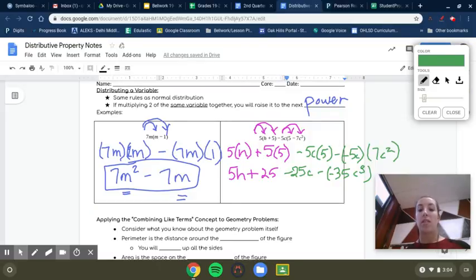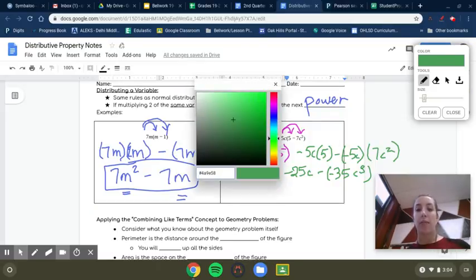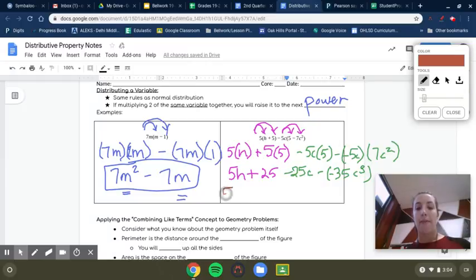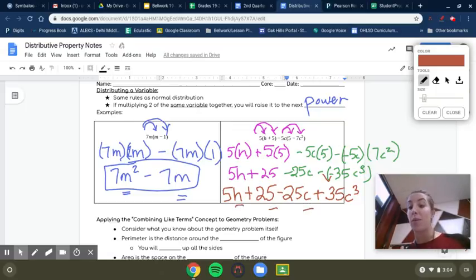So c and c squared becomes c to the third power. Okay, then we're going to look to see if we can combine like terms or if we need to get rid of some signs there, which if you look, we do. So when I rewrite this problem, I have 5h plus 25 minus 25c, and then two negatives are going to make a positive 35c to the third power. Once again, I can't combine any of those terms because this one has h, this one doesn't have anything, this one has 1c, and this one has 3 c's. So I can't combine any of those terms. Okay, and this would be my final answer.